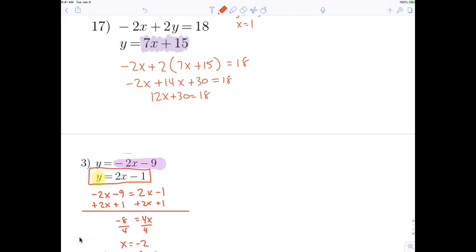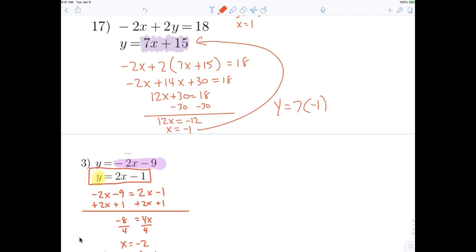Now what? Subtract 30, right? 12x equals negative 12. So x equals what? Negative 1. Now it's just easy to plug negative 1 back into this equation. So y equals 7 times negative 1 plus 15. Y equals negative 7 plus 15. So y is equal to what? 8. And so my solution is negative 1, 8.